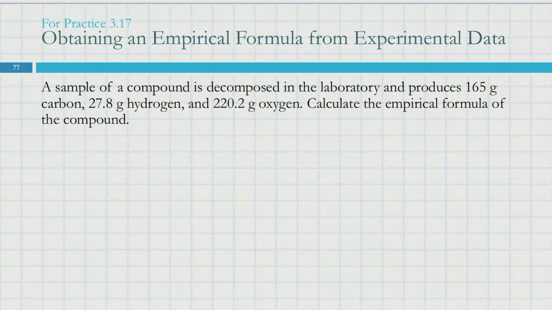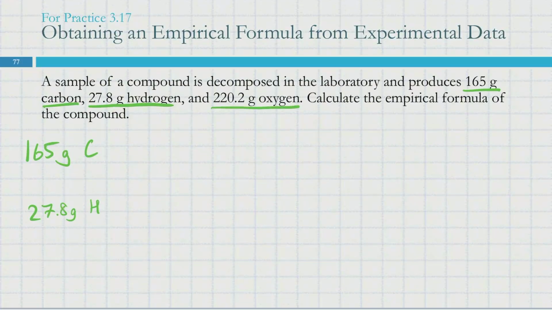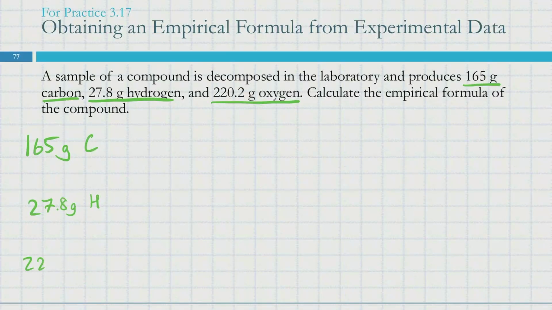So first thing we want to do, we want to get the masses of each of our compounds. Our problem says a sample of a compound is decomposed in the lab. It produces 165 grams of carbon. It also produces 27.8 grams of hydrogen and 220.2 grams of oxygen. And we want to calculate the empirical formula.